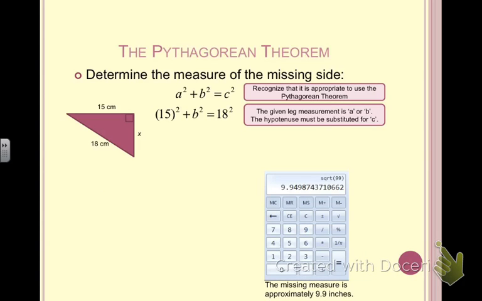This time, let's look at a right triangle that has a leg measure of 15 centimeters and a hypotenuse measurement of 18 centimeters. Be careful in substituting your values into the theorem. Remember that the legs are represented by A and B, and the hypotenuse is represented by C. Therefore, you must plug in 15 for A or B. It does not matter which one, though. And you must plug in 18 for C. 15 squared is 225, and 18 squared is 324.